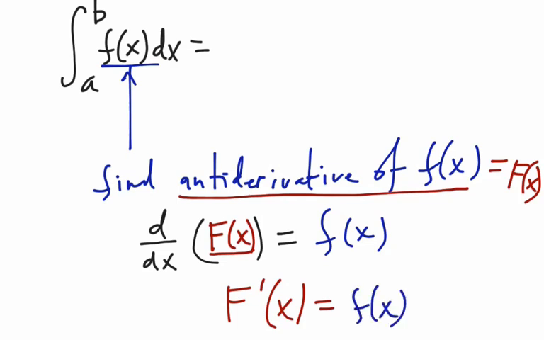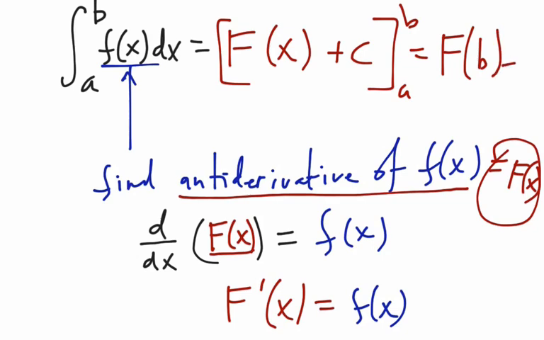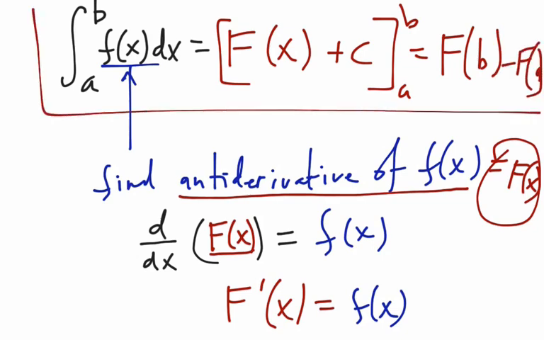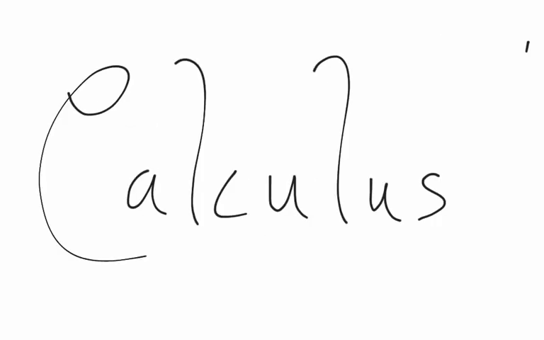And then what did I do with that antiderivative, that F of x? Well, I took it and I did a plus c, and then I evaluated it from a to b, and when the c's canceled, what I was left with was F of b minus F of a. And this result is huge, actually. This is known as the fundamental theorem of calculus. Yeehaw!